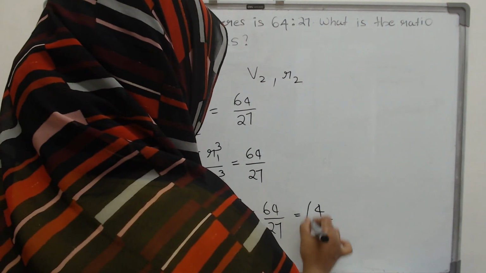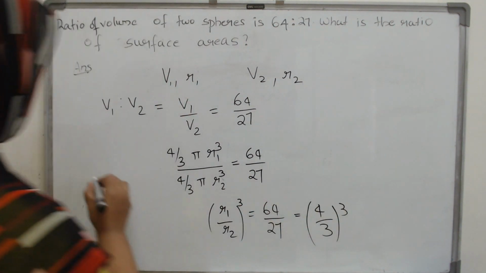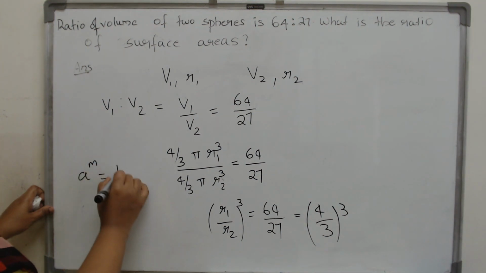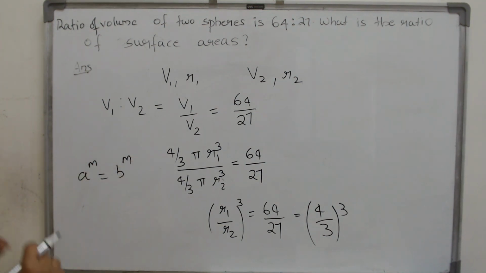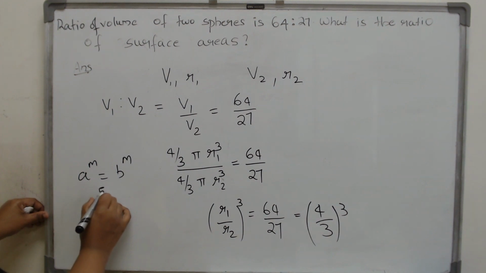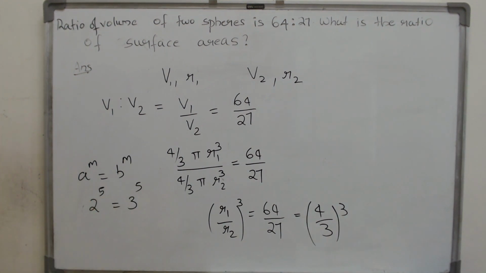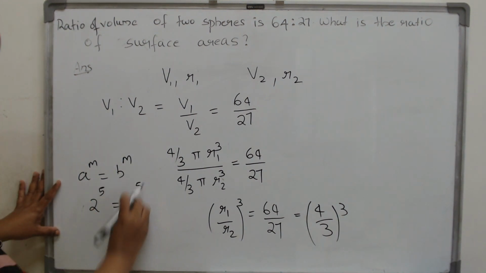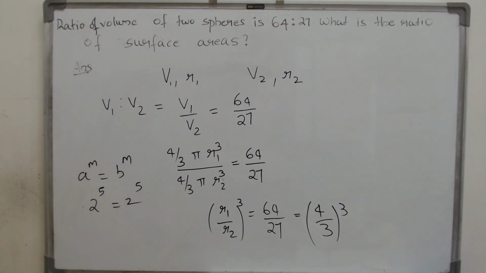27 is 3 cube. Now, what does this show? If a raised to m and b raised to m are equal, then what is the only possibility? You cannot get 2 raised to 5 equal to 3 raised to 5, right? If it is 2 raised to 5, it can only be equal to 2 raised to 5. There is no other possibility.